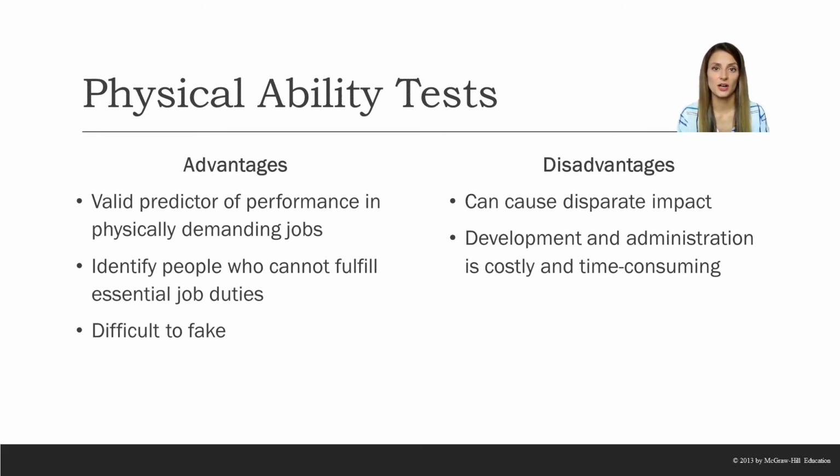These tests are difficult to fake, but they can result in adverse impact, and they can be time-consuming and costly to both develop and to administer. Physical ability tests are an example of a selection test that is usually made in-house. It is customized for a specific role in a specific organization, and it's based on job analysis information.